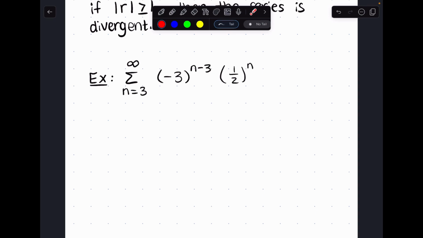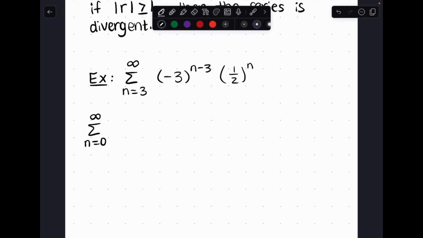So the first thing that I would suggest you do is shift this index so that you actually start n equals 0. And so you'll shift here, and then you'll shift anywhere where you have an appearance of n. You want to make sure that you have the same terms. So let's shift it. I'm going to start at 0 instead of 3.